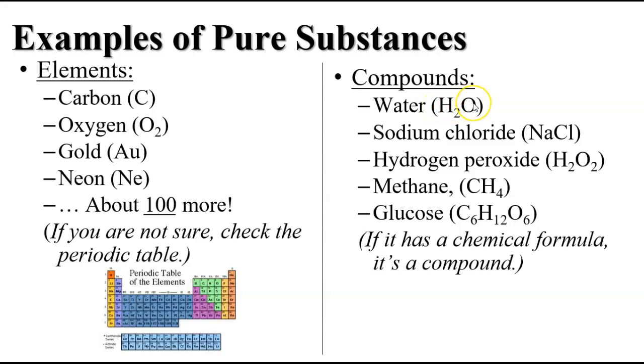So hydrogen and oxygen bonded together, compound. NaCl, 2 elements. Glucose, C6H12O6. There's 3 elements. I would still consider that a pure substance, and it would be a pure compound. Okay? So that's how you're going to be able to recognize these on examples on your homework today.